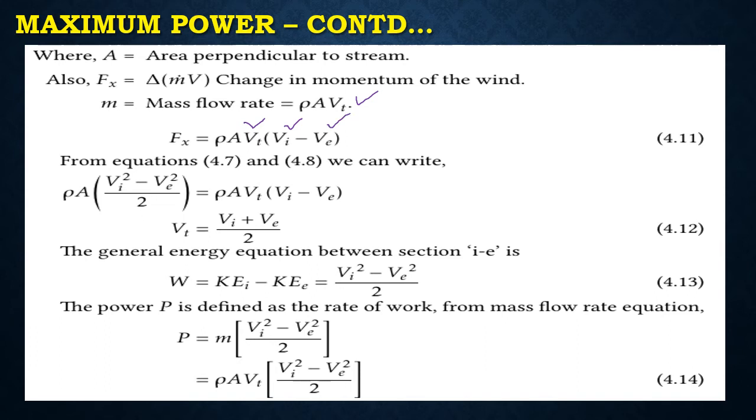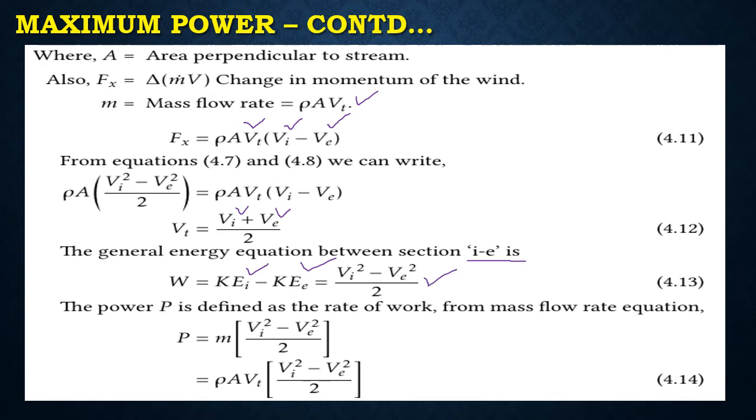Substituting all these things, we get the following expression, where Fx, already derived as rho A into (Vi square minus Ve square) by 2, is equal to rho A into Vt into (Vi minus Ve). Here Vt you can take as the average velocity, that is inlet velocity plus exit velocity divided by 2. Now the general energy equation between sections I and E is W equal to kinetic energy at I minus kinetic energy at E, that is (Vi square minus Ve square) divided by 2.